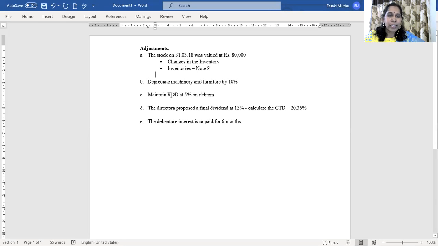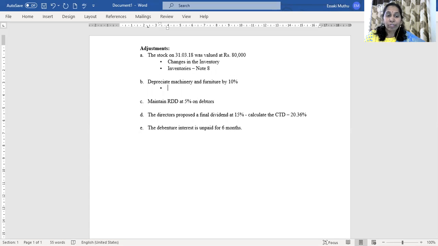Okay. Next is depreciation. This is also one of the important adjustments. Here it is given machinery and furniture or whatever it is; depreciation will be given on any tangible assets. So what we have to do? Number one, first effect: first, we have to calculate the depreciation. That is the asset value multiplied by the given percentage. For example, here machinery and furniture is given. Check the machinery value, multiply by 10%. So you will get the depreciation value.